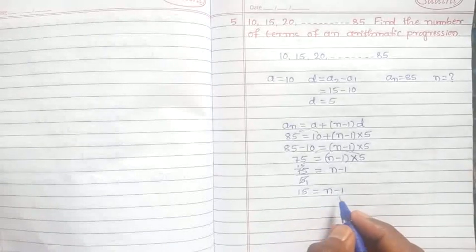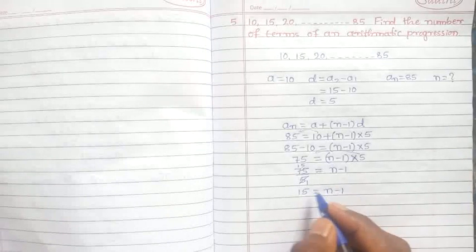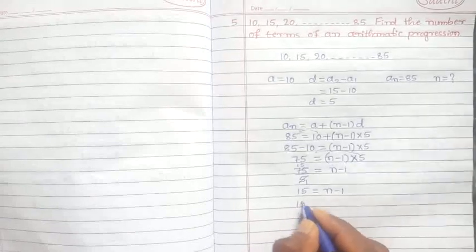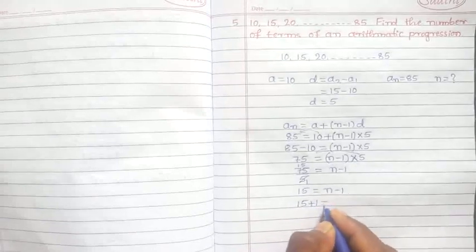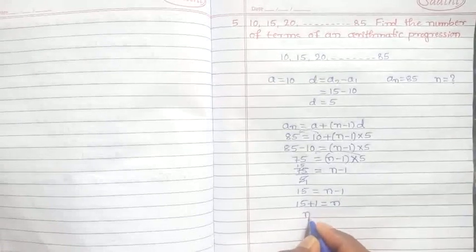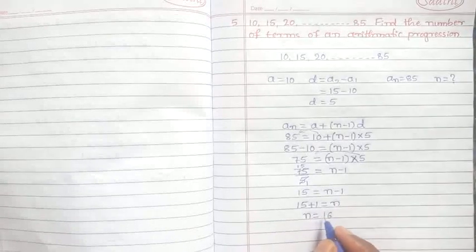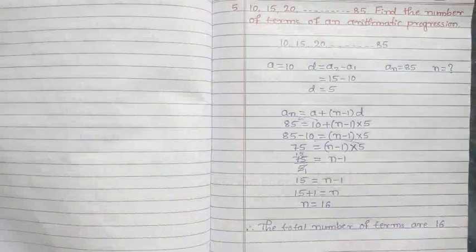But here we have to find the value of n. Remaining terms send this side. Minus 1 becomes plus 1. 15 plus 1 is equal to n. 15 plus 1 is 16. Therefore n is equal to 16. The value of n is 16. Therefore the number of terms is 16. Therefore the total number of terms is 16.